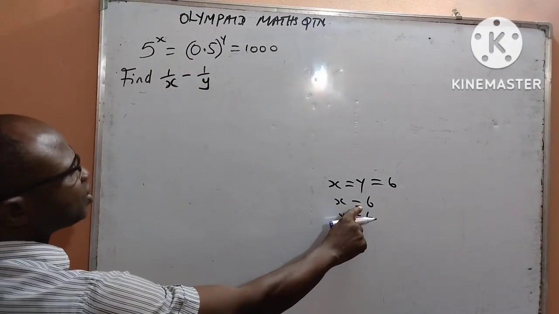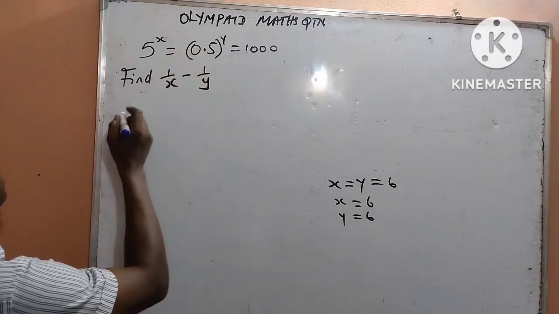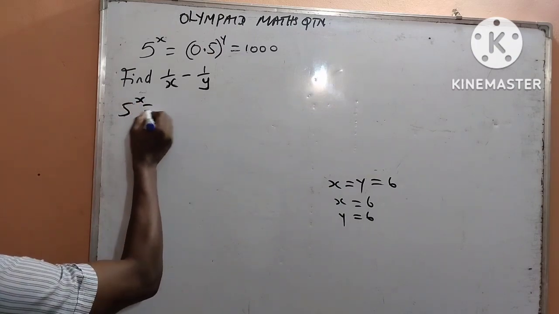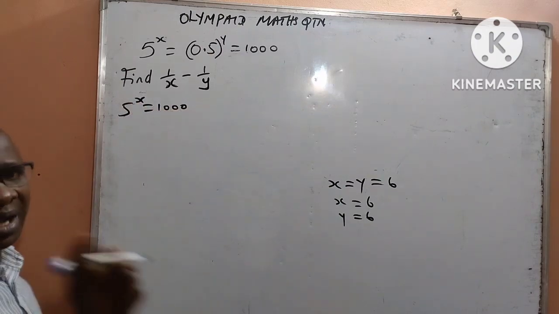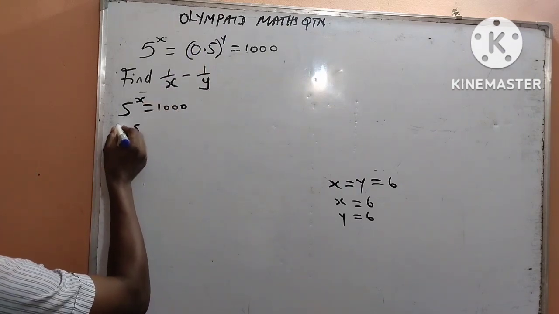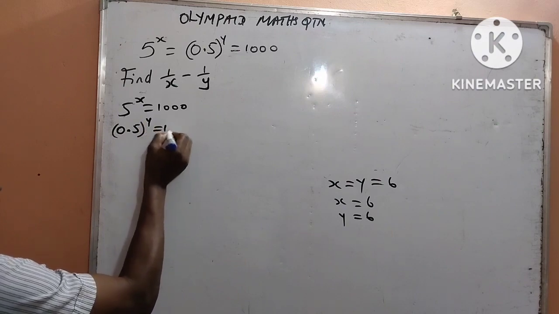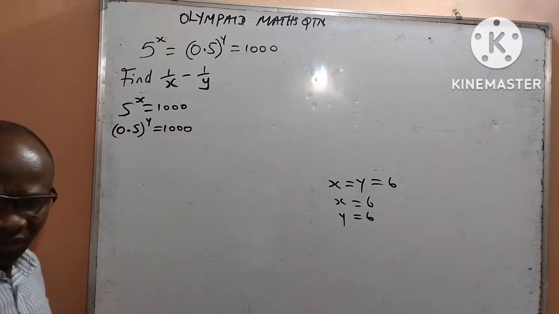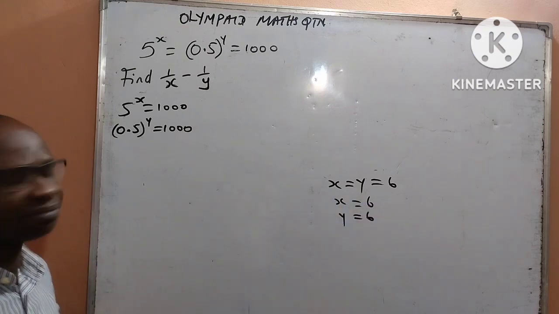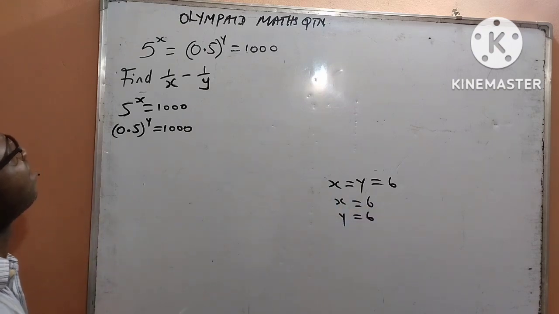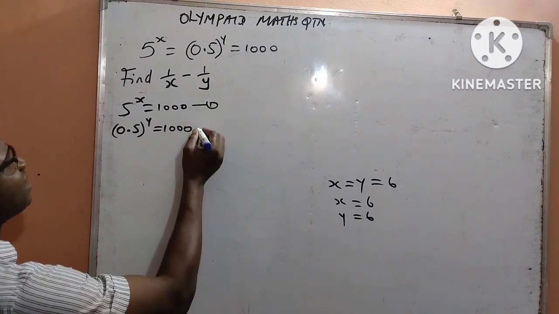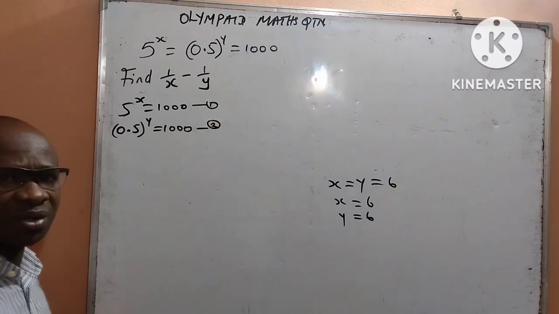Therefore, applying this knowledge to this, I will have 5 to the power x equal to 1000, and also 0.5 to the power y is equal to 1000. So by this, I have applied this knowledge. But then, let this be equation 1, and let this be equation 2.